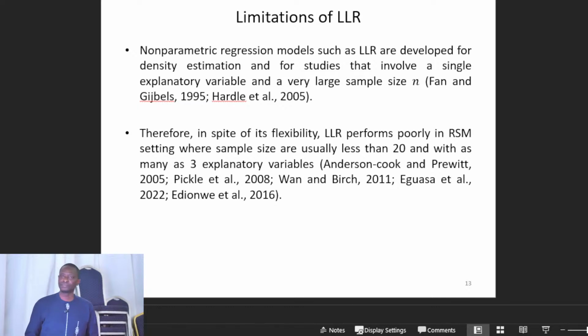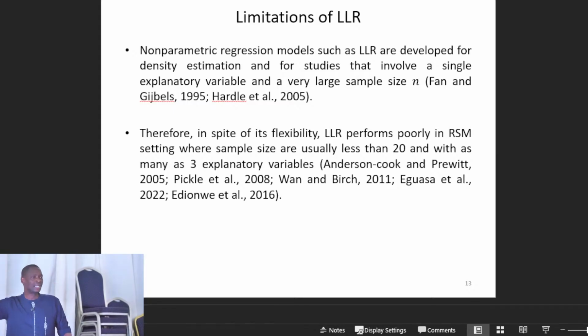Then the limitation of LLRO. We discovered that in spite of the prospect of LLRO, if you still compare it with the performance of OLS, you still discover that the difference in performance is not much. In fact, in some cases, the OLS will perform better when you apply LLRO to studies that involve just small samples and more than one explanatory variable. If it is one explanatory variable and the sample size is very, very large, LLRO will perform better.